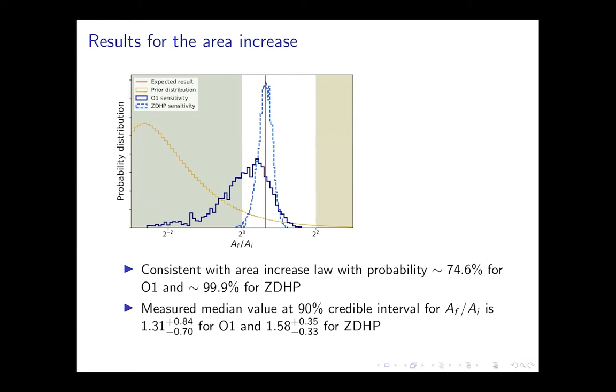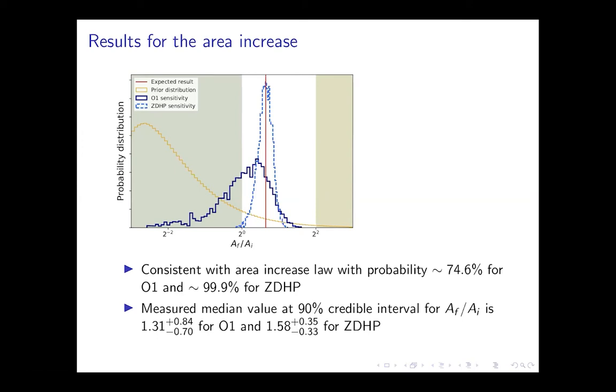So here, on this graph, the x-axis is the ratio of the final to initial area. If A_f over A_i were exactly 1, that is 2 to the 0. The vertical line in red is what we expect from GR, and the curve in yellow tells you what the prior distribution in this quantity is. In practice, the prior distribution was uniform in the frequency and damping time and the initial masses and spins. So that translates into this particular prior for the quantity A_f over A_i. And then the histogram in dark blue is what you expect from O1 sensitivity.